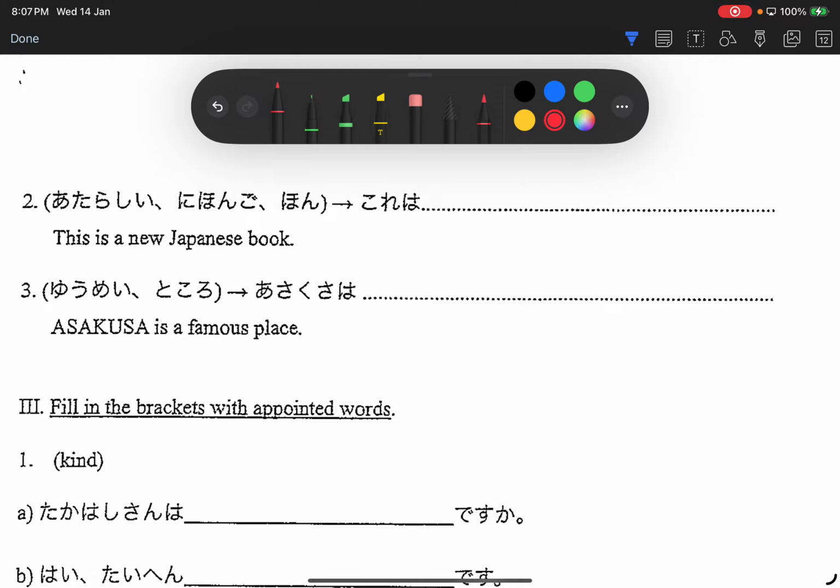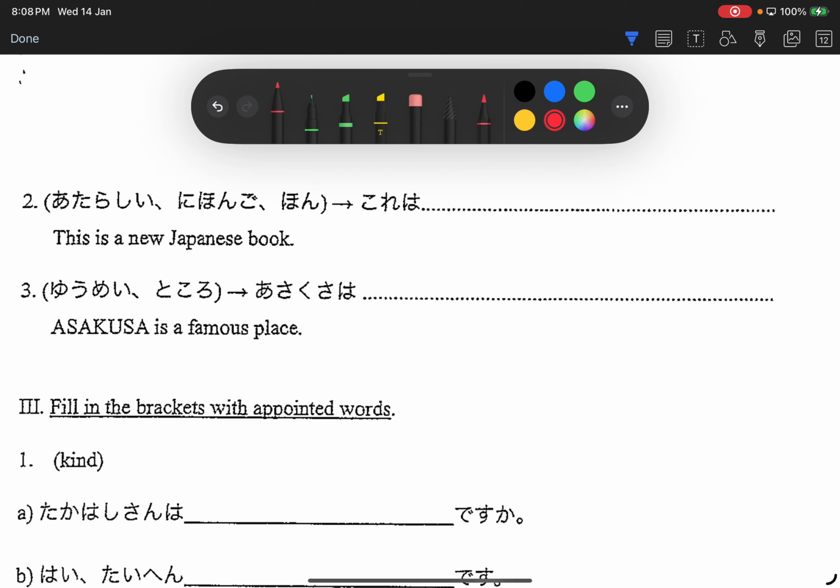日本語の本は新しいです。Yes, but in this case we're not using その, we're using それ. Nihongo, that means is that book new? Yes. So remember the difference between それ and その? This is new, and that is book. That book.